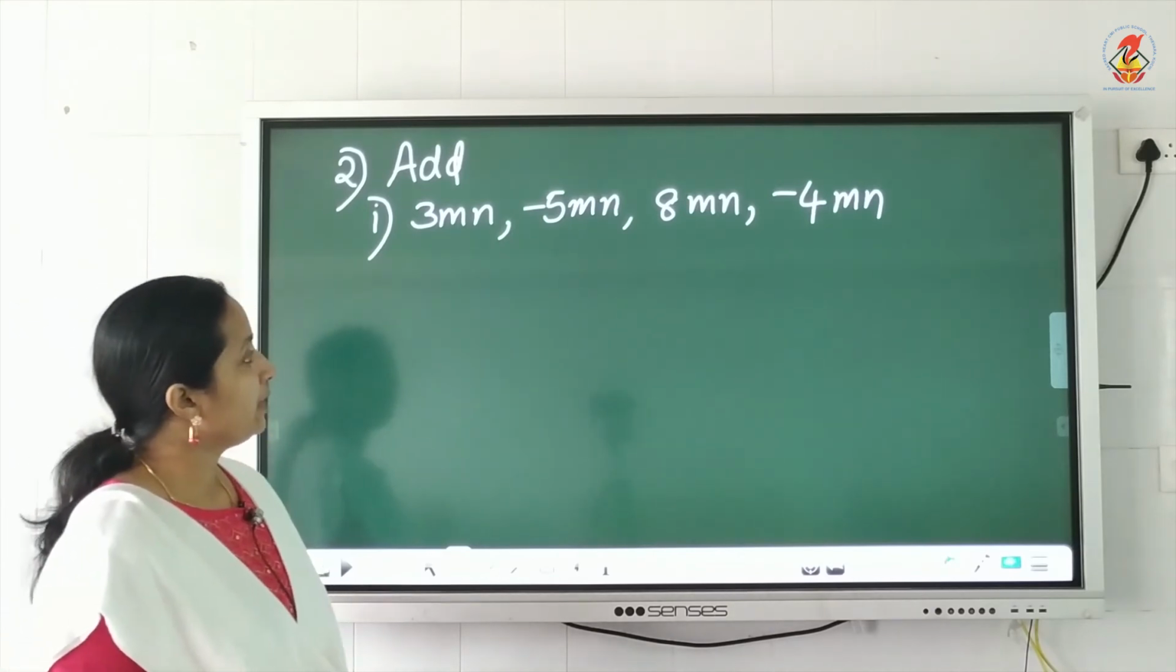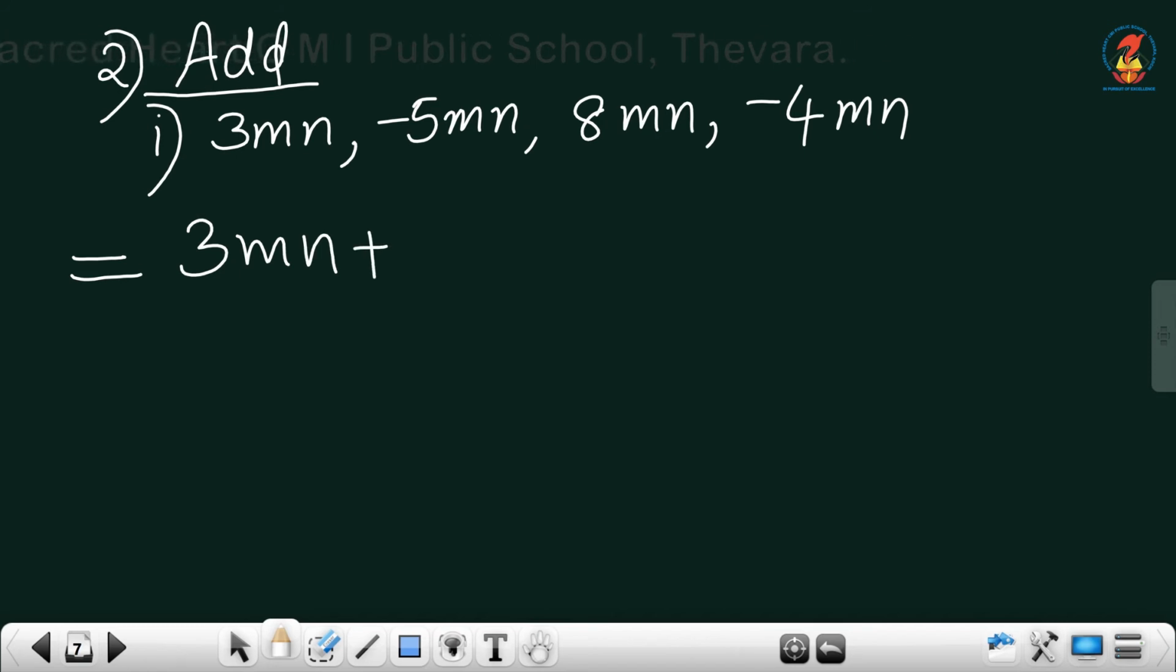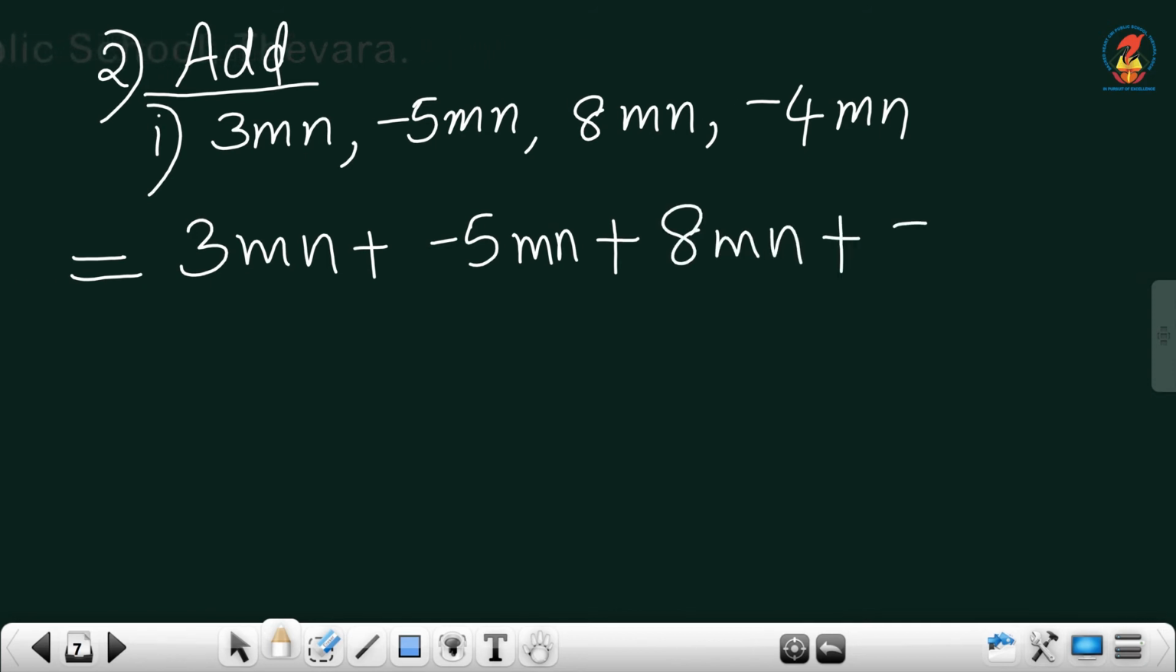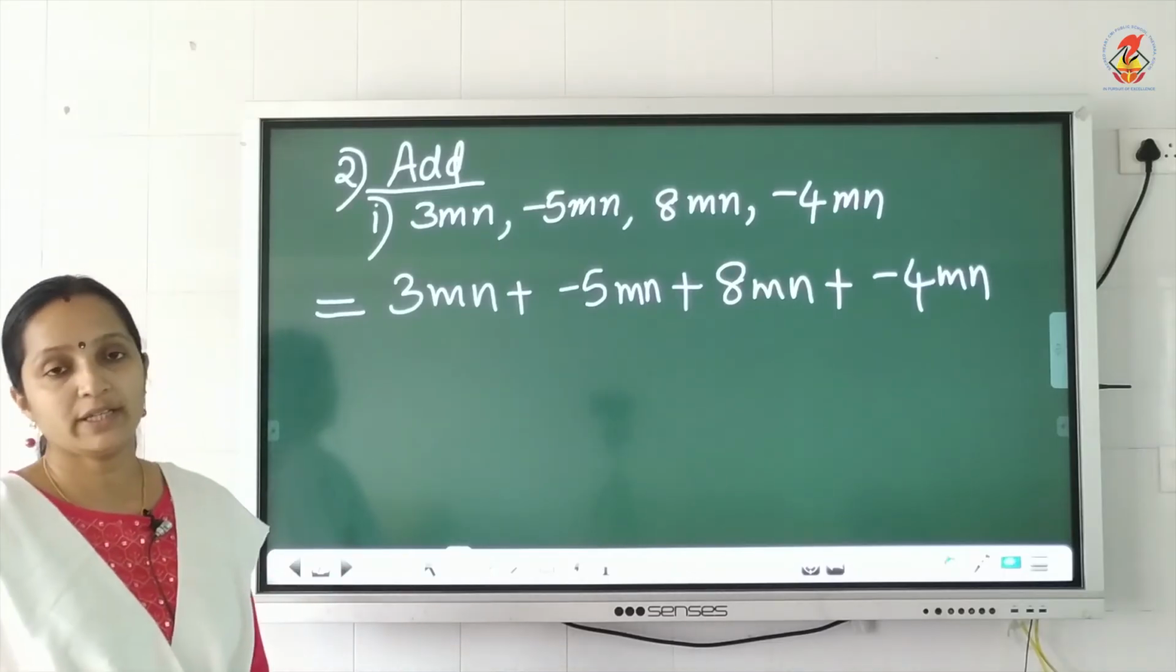Add 3mn, negative 5mn, 8mn, negative 4mn. There are 4 terms given in this question. First, what is the question? Add. So just put the addition sign and rewrite the question. 3mn plus negative 5mn plus 8mn plus negative 4mn. You can see all the terms have the same variable and the same power. Here mn is the variable and the power is also the same in all the 4 terms.